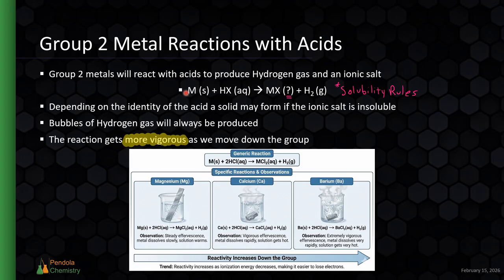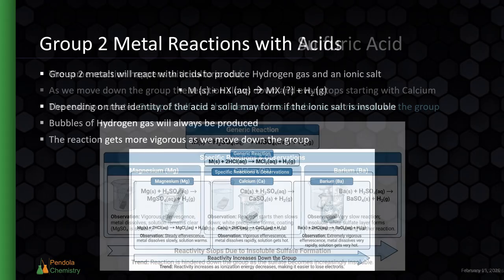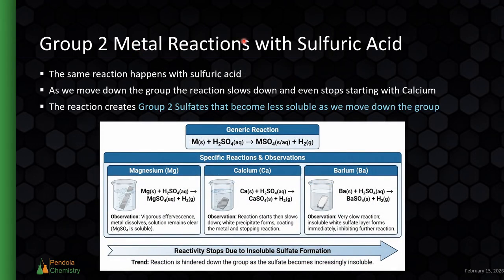Now, this is going to happen with any acid that creates an aqueous solution, so an aqueous ionic compound. But there is one specific example we need to discuss, which is what happens when group 2 metals react specifically with sulfuric acid. The reaction is the same. We get the metal reacting with sulfuric acid, and we get hydrogen gas and the metal sulfate in this case, because the anion in sulfuric acid is a sulfate ion, so we get the metal sulfate as a product.